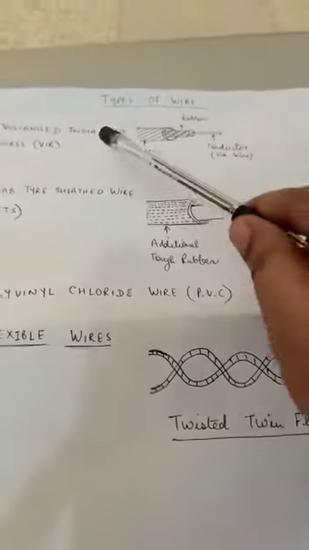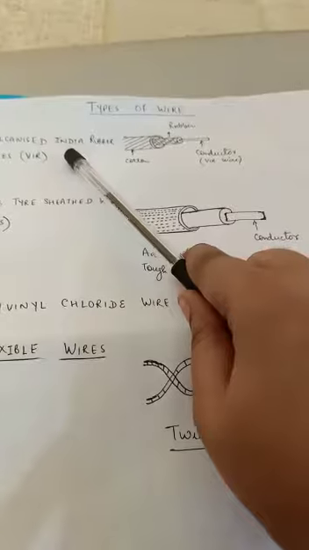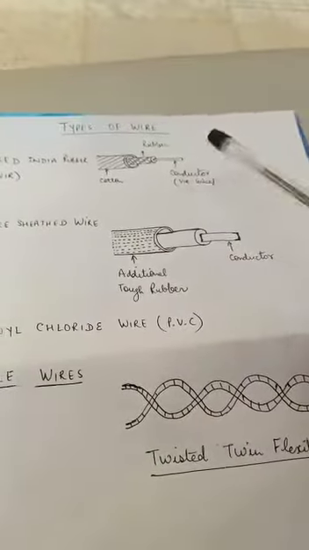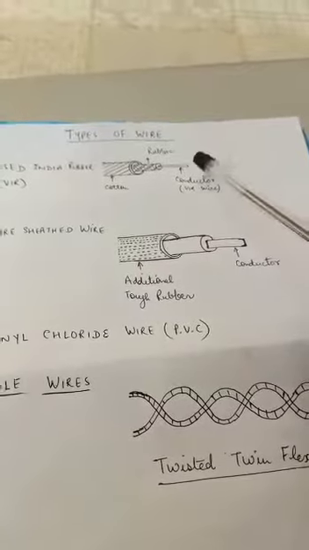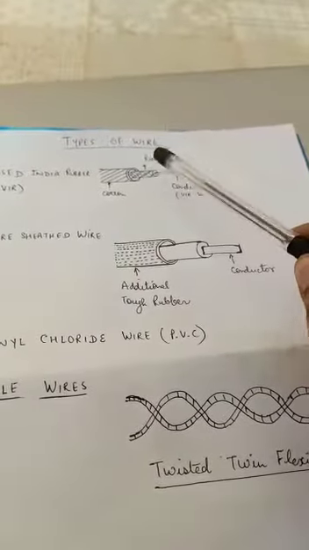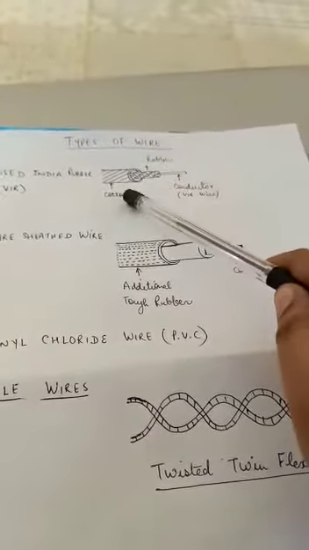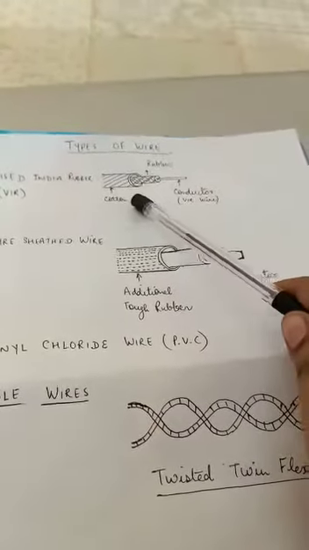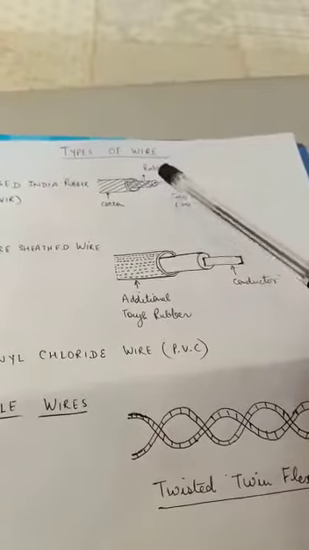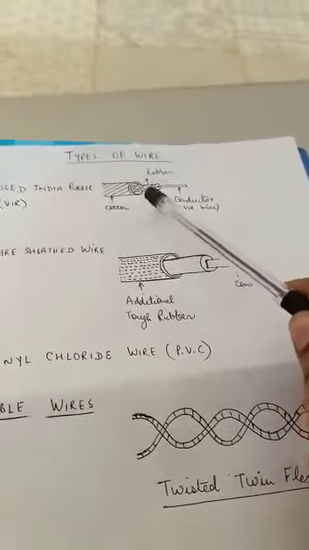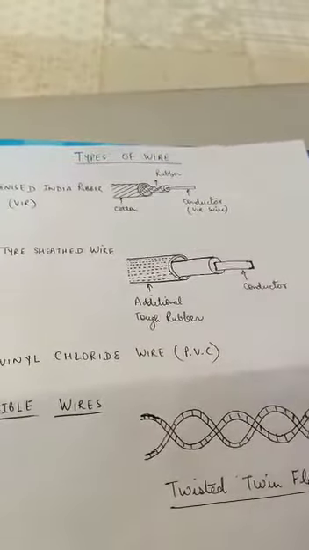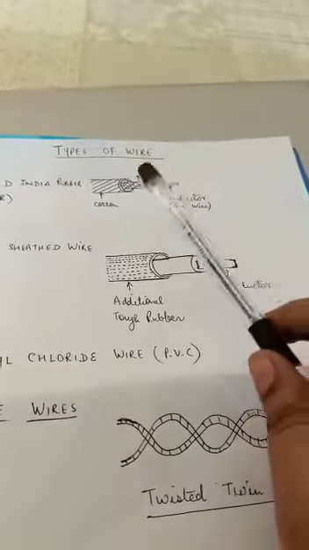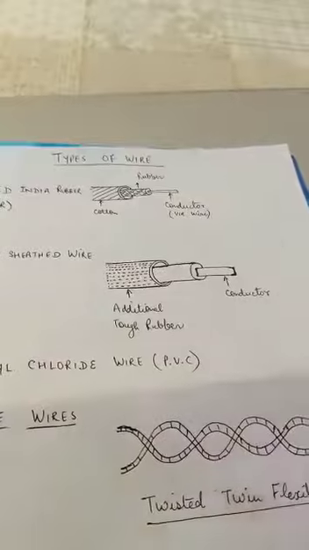The first wire is vulcanized India rubber wire. Basically it has a conductor, that is VIR wire. It is insulated with rubber and then it has a covering of cotton. Cotton is basically used to extract the moisture from the wire, and finally this complete wire is finished with wax. These are available in single core only and nowadays they are rarely used.